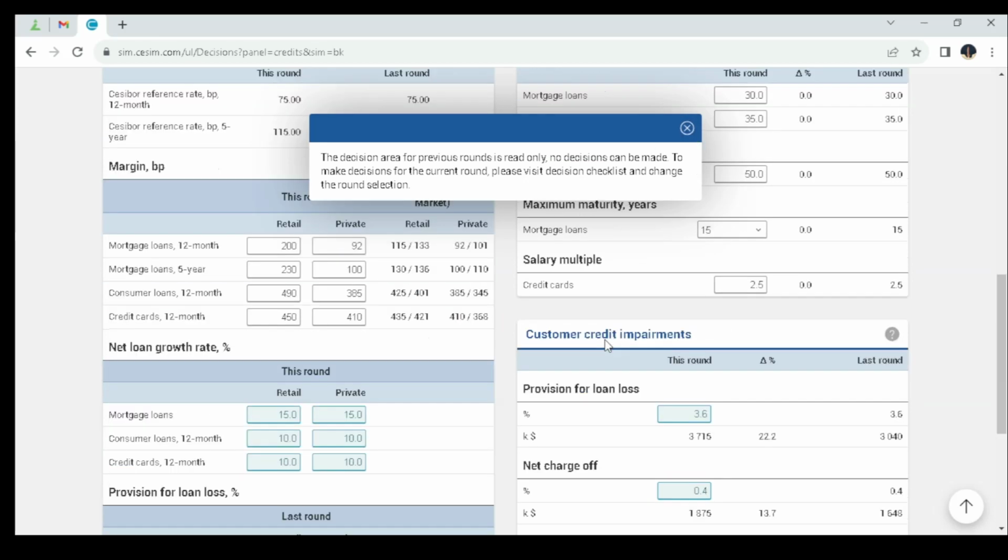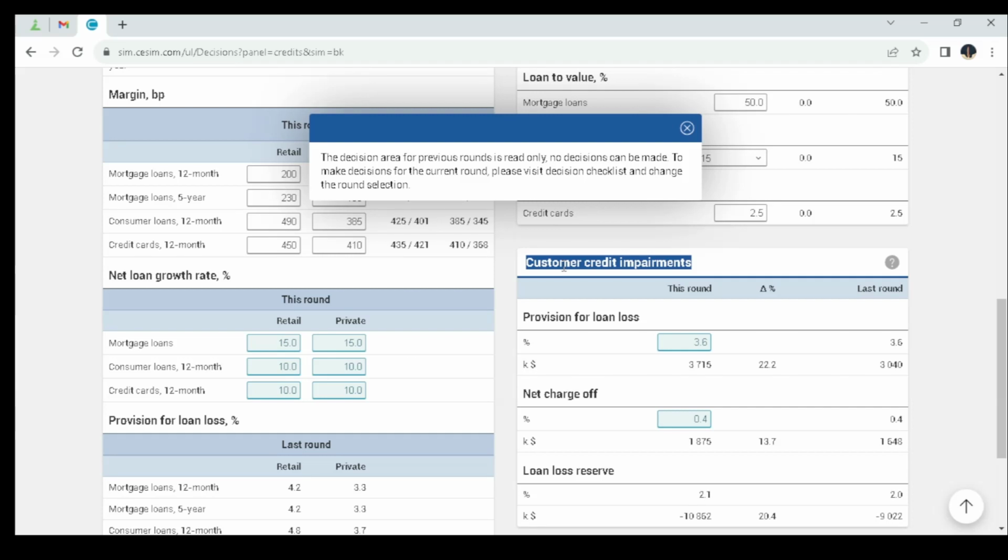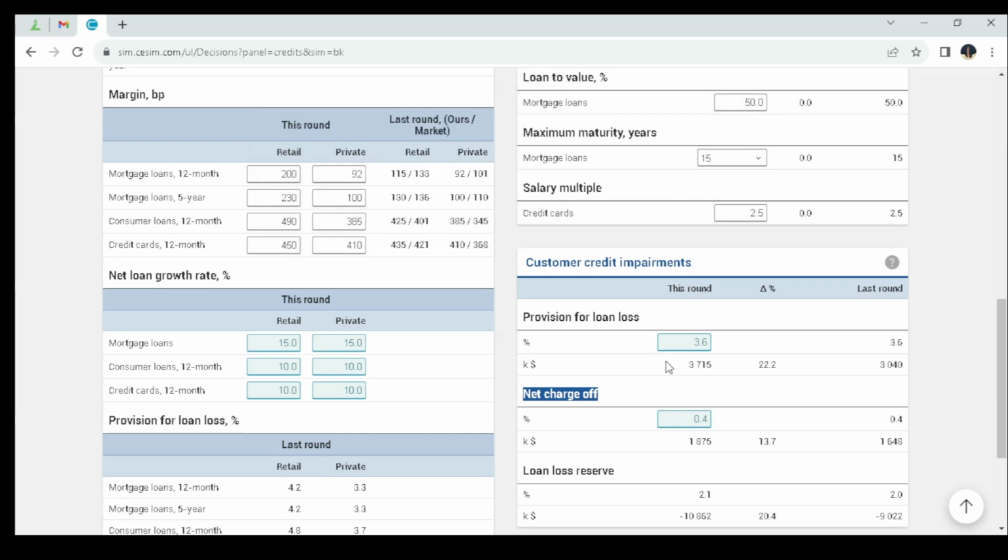Under the customer credit impairments, here we make decisions about credit impairments. For the provision for loans, we use the number before, and the net charge off is an estimation of how much of this provision for loan loss can be written off. So this net charge off is simply the estimation of how much of this provision can be written off.